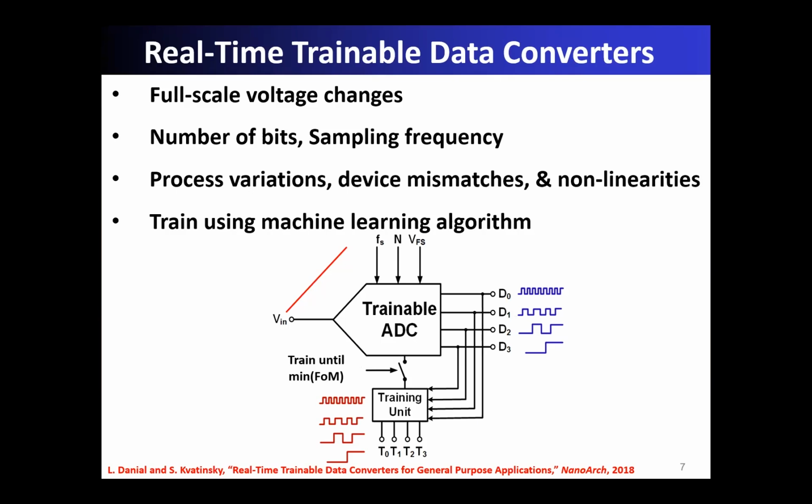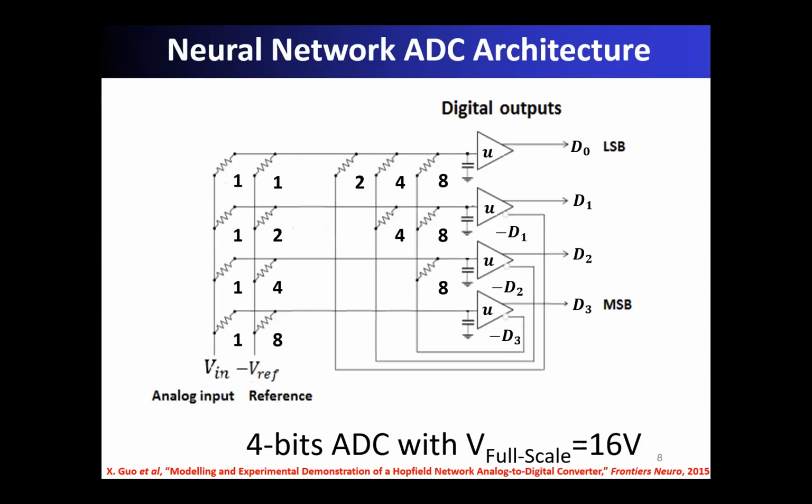We propose to use gradient descent and training algorithms to train our ADC, for example, by providing the labels using supervised training. So if we consider the conversion task as a classification task, then this could be easily solved by using neural networks. For example, let's take a look at this special topology of neural network that implements a 4-bit ADC with full-scale voltage of 16 volt.